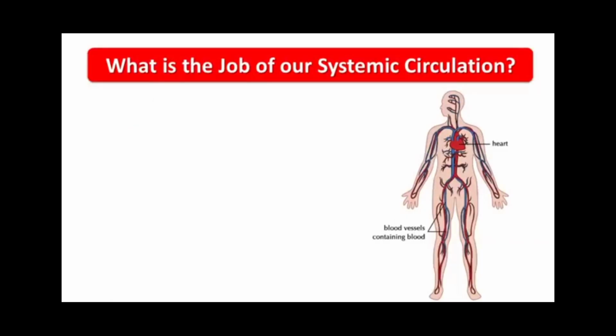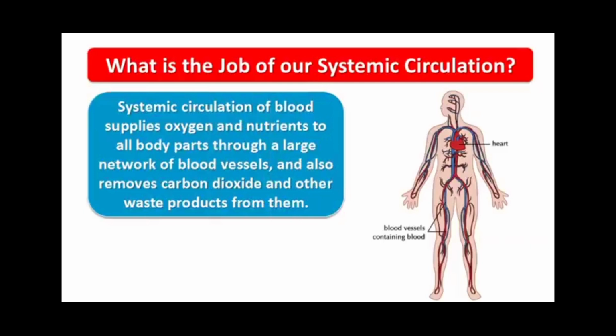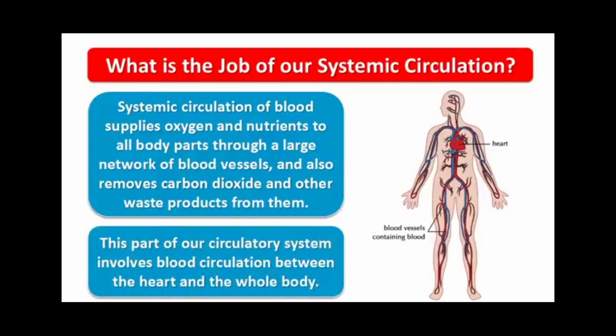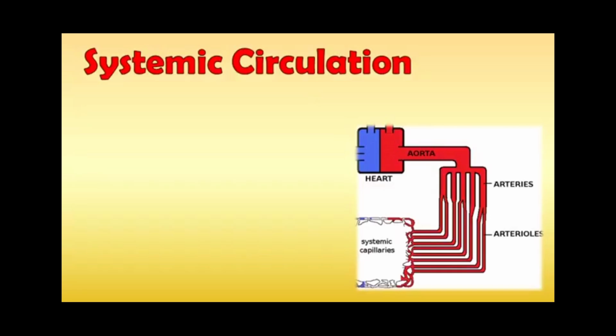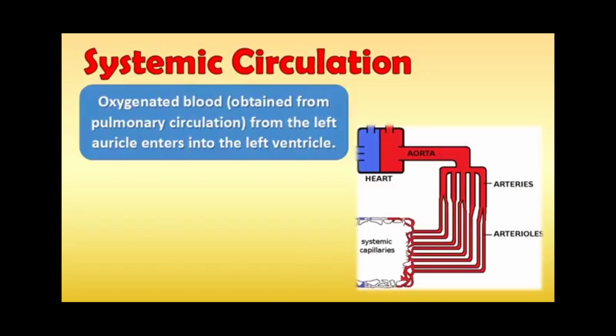The systemic circulation serves the rest of the body, carrying oxygenated blood and nutrients from the left ventricle of the heart to the body cells and returning to the right atrium of the heart with blood that is carrying carbon dioxide and other waste products of metabolism from the cells. This is the part of our circulatory system that involves blood circulation between the heart and the whole body.